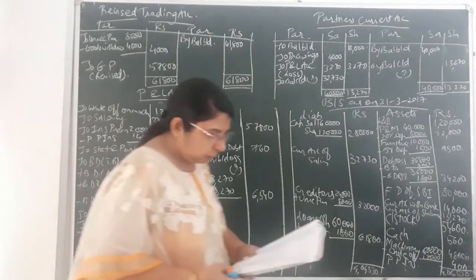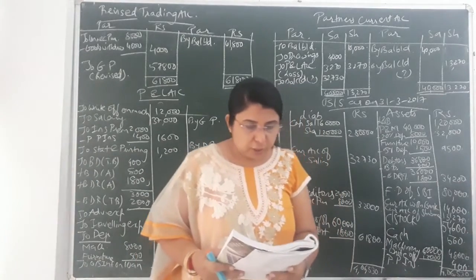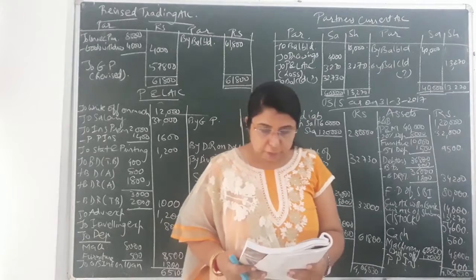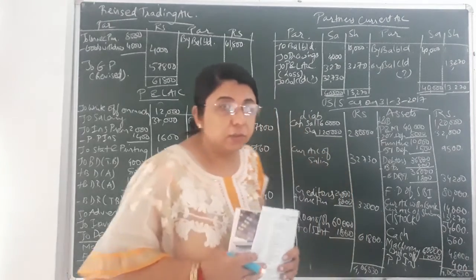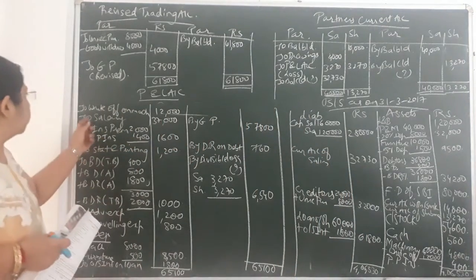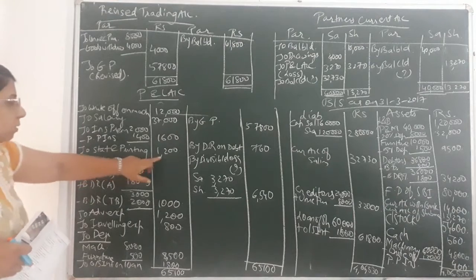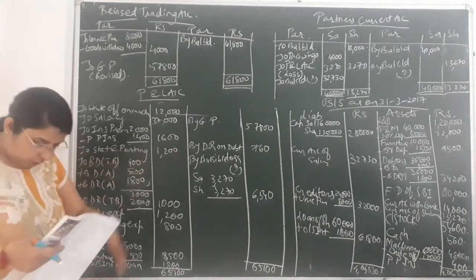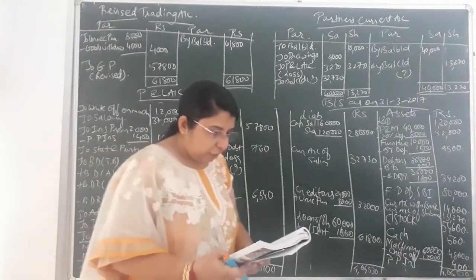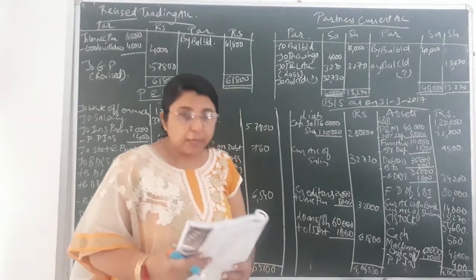Okay. Now after completing machinery, the next one is stationery and printing, that is rupees 1,200. That is debit side of P&L account, to stationery and printing, as it is in outer column, that is rupees 1,200. Then afterwards, bad debts and bad debt reserve, that is 400 and 2,000.